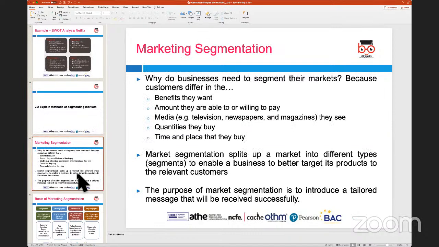Now let's look briefly at segmentation. When we talk about segmentation, why do we need market segmentation? That's the first question which comes to mind. So when we talk about market segmentation, why do we need it, and why does a company need to do market segmentation?